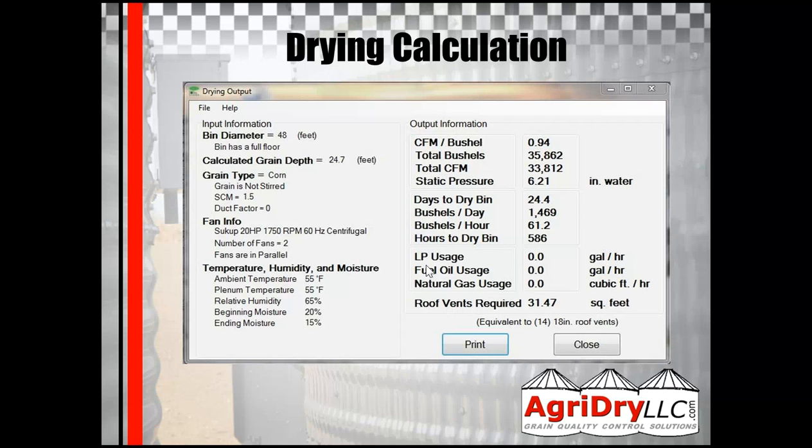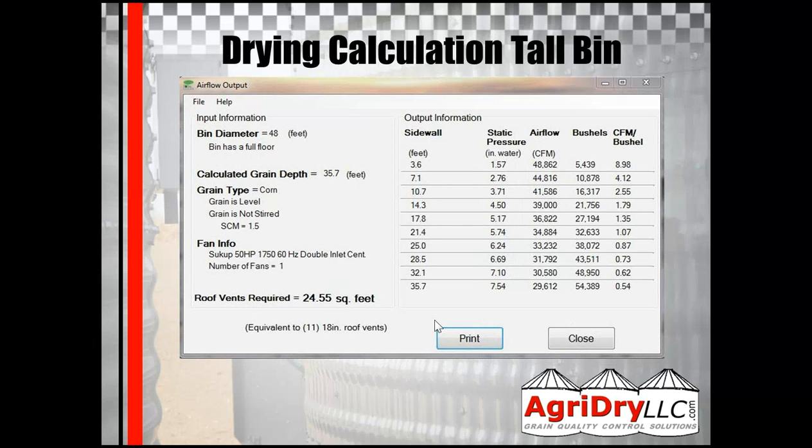That's just one example. One thing I also like, and we'll get into it here in a little bit, is that it tells you what is recommended for roof vents, all right? This is a little less than what we would use for recommendations, but it gives you at least some idea, because roof vent is just as important as the horsepower of the fans you put on the bin. So this is a drying calculation for a tall bin. This is a 48-foot diameter, almost 36-foot sidewall height bin, with one 50-horsepower low-speed double inlet centrifugal fan and the amount of roof vents required.